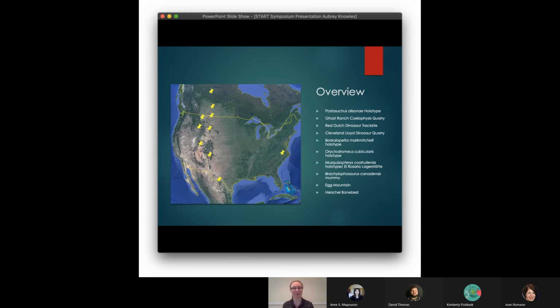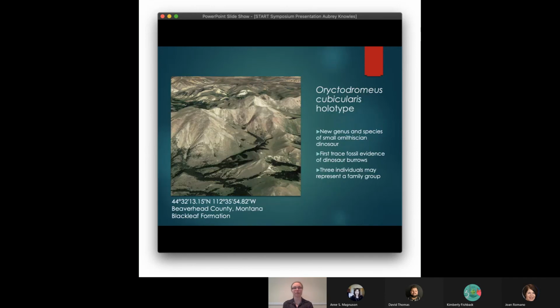The one site in North Carolina is from Genly, really close to here actually, but the fossil record for the Mesozoic is very, very poor in Eastern North America. I don't have time to go through all of these, but I would like to highlight 3 of the sites that I conducted research on for this project. The first is Eryctodromeus cubicularis. The holotype site is in Beaverhead County, Montana.